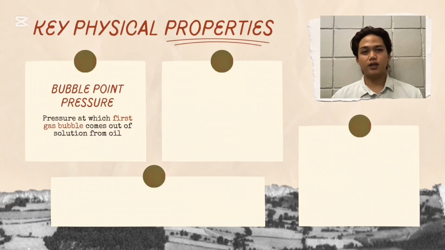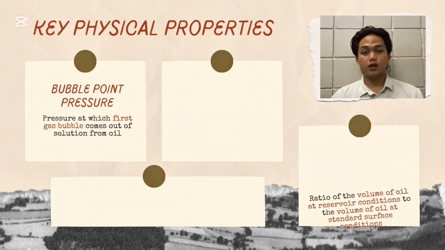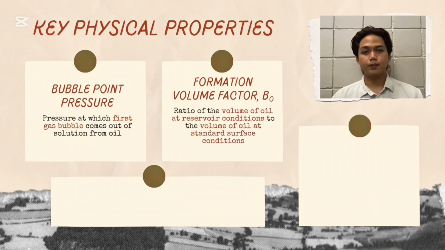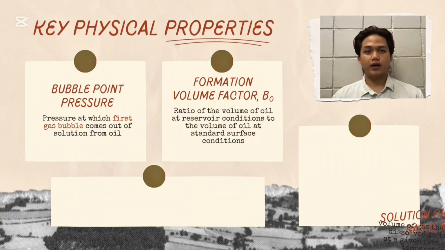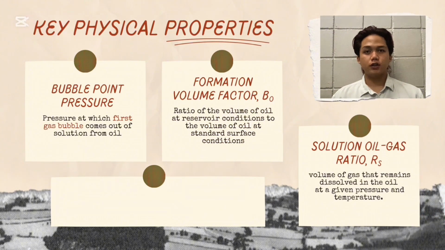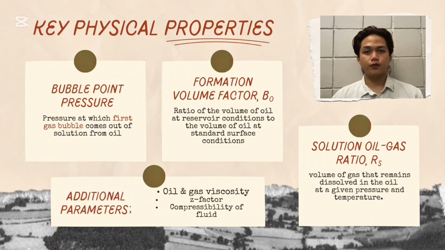A few terms you'll hear throughout. Bubble point pressure, where gas first comes out of oil. Next one is the oil formation volume factor, or Bo, which shows how much oil shrinks from reservoir to surface. And then the next one is the solution gas oil ratio, Rs, which is how much gas stays dissolved at a given pressure, and other parameters which include compressibility and viscosity. They tell us how fluid responds to pressure changes, as well as the Z factor, a correction for how real gas deviates from ideal behavior.